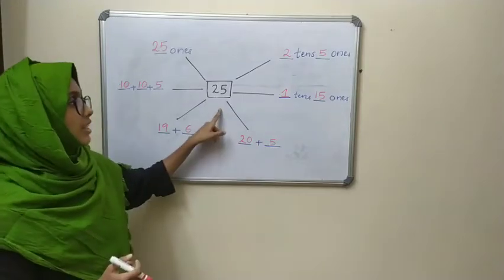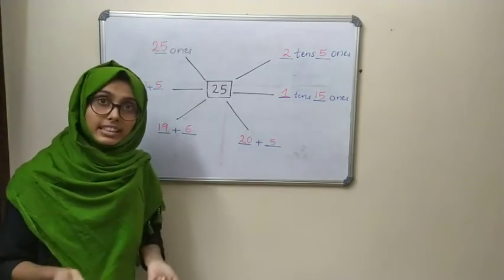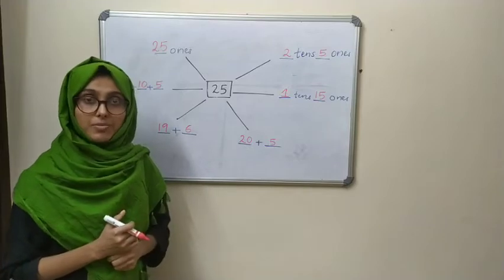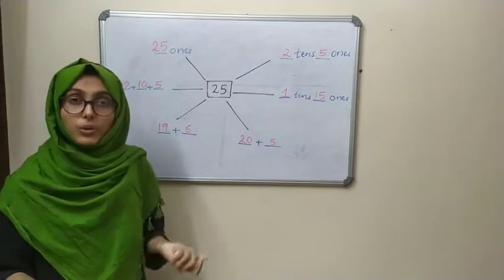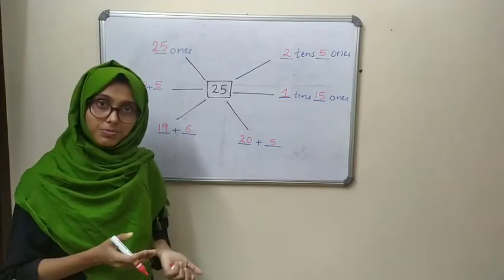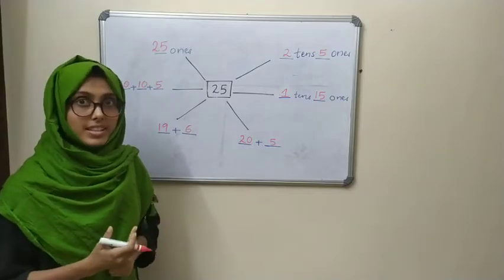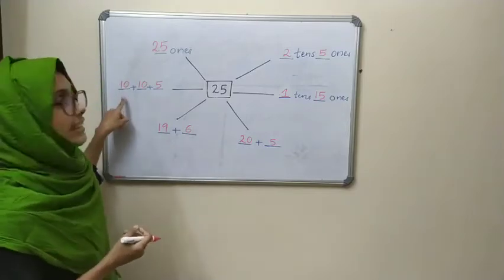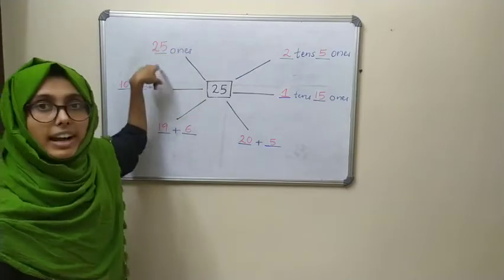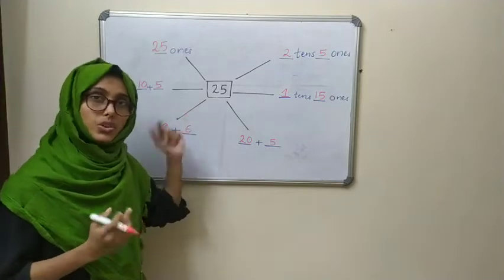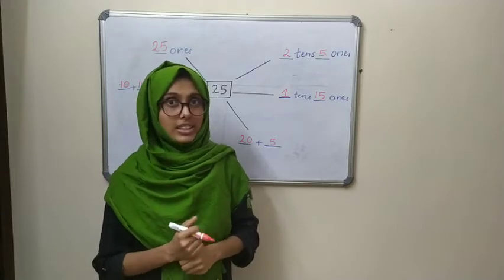20 plus 5 is 25, 19 plus 6 is 25, or you can write 18 plus 7 is 25, isn't it? So there are so many ways to write 25. You can write 24 plus 1, 23 plus 2. There are so many ways, isn't it? Here 10 plus 15, 25 and 25 1 rupees. So it is also 25. So there are so many ways to write 25.